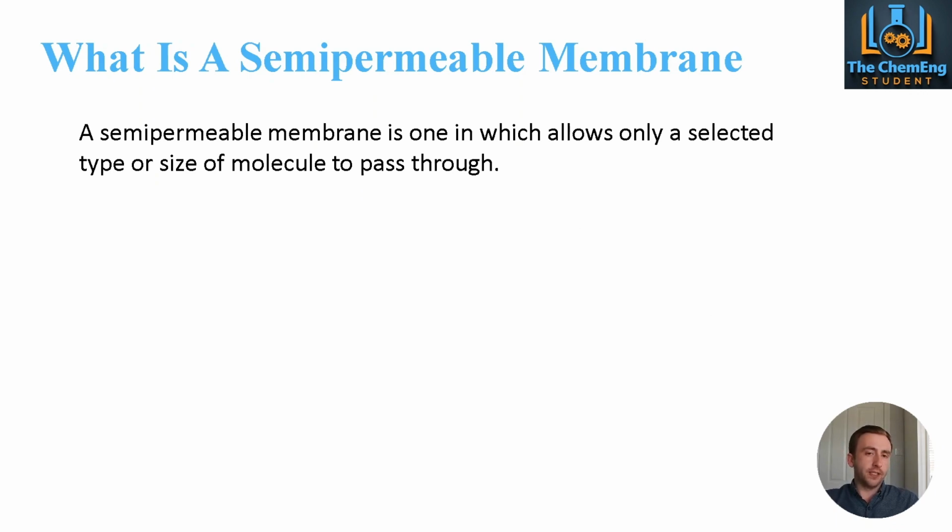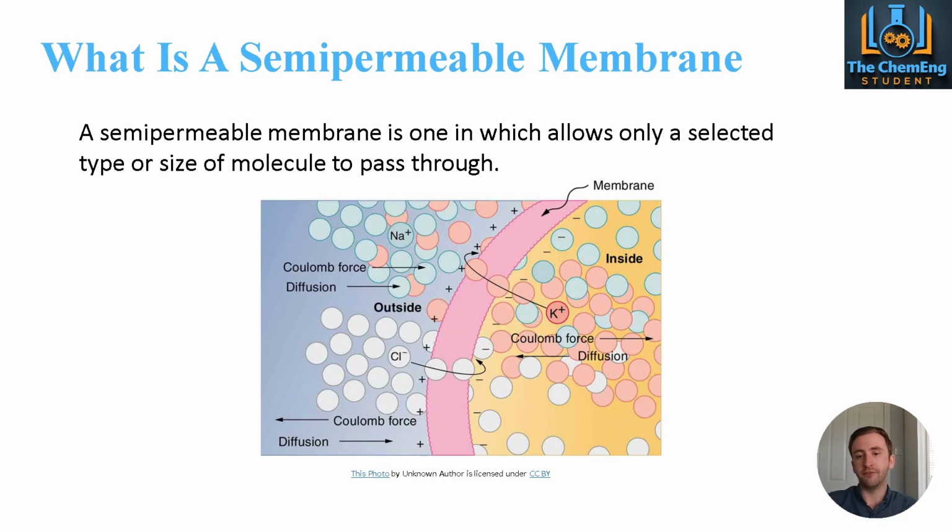So the question now is, what is a semi-permeable membrane? In simple terms, it's basically a membrane, if you think about it, say in terms of your skin or one of your organs, which allows only a selected type or size of molecule to pass through. And a very good pictorial representation here is of a cell. So what we have here is our membrane, so this would be our semi-permeable membrane. This is the outside of the cell, and this is the inside of the cell.